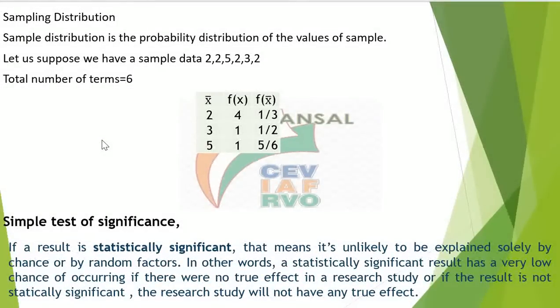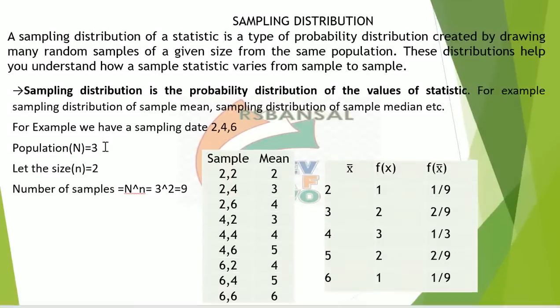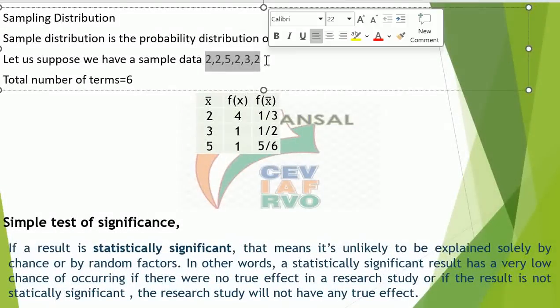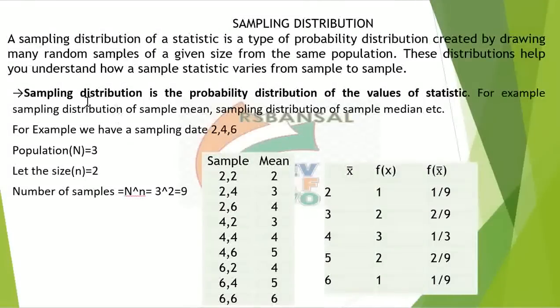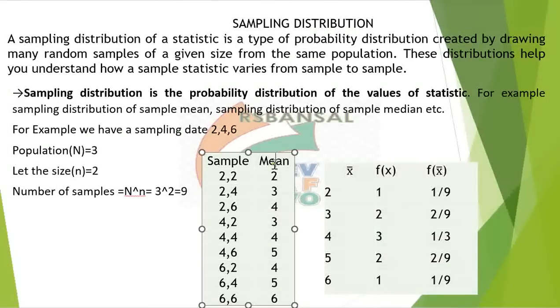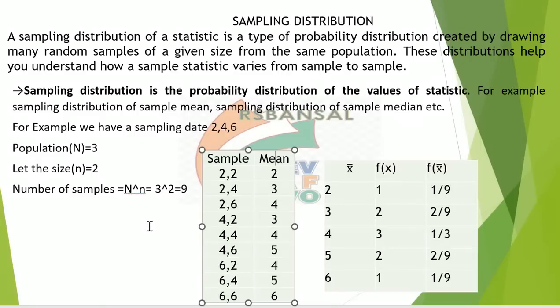There is a difference between sampling and sample distribution. In a sample distribution, you will be taking the probability distribution of the given sample, but in case of sampling, you will be taking the probability distribution of some statistic, maybe mean, maybe median, maybe mode, maybe some other thing.